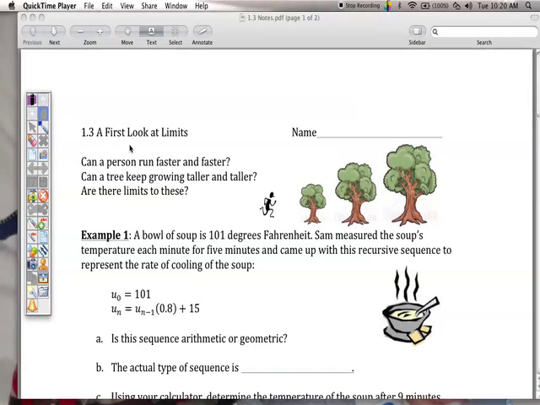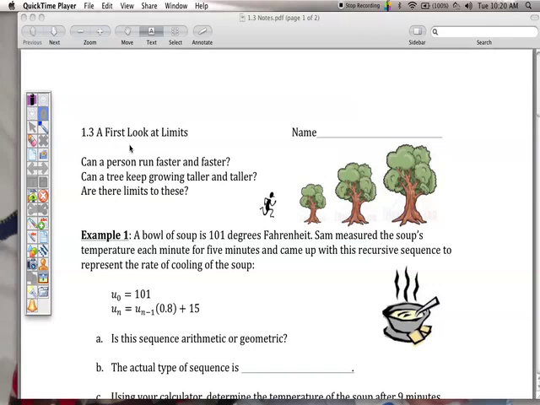To look at limits. You've kind of looked at limits before. In the last chapter, we looked at asymptotes. So today we're going to look at this further. First couple questions are, can a person run faster and faster? Can a tree keep growing taller and taller? Or are there limits to these? Let's look at the first example.